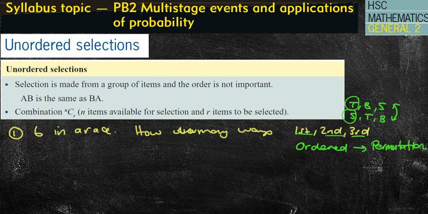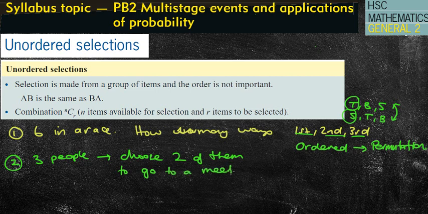So what is different about an ordered selection and an unordered selection? Well, let's look at another example. Let's say, for example, 3 people have been selected from my class, and out of these 3 people, I want to choose 2 of them to go to a meeting. How many combinations could I have for this to happen?